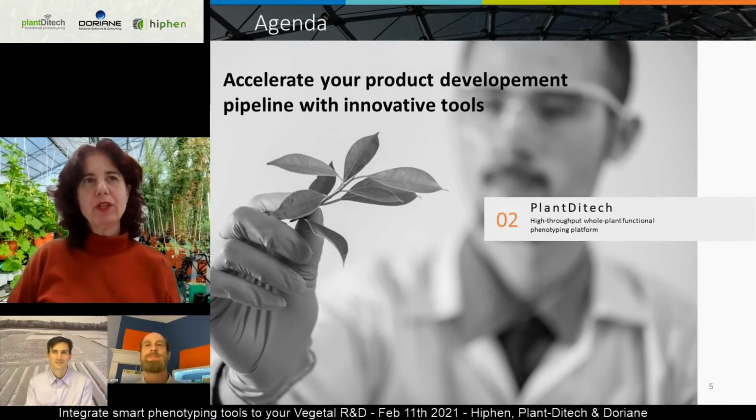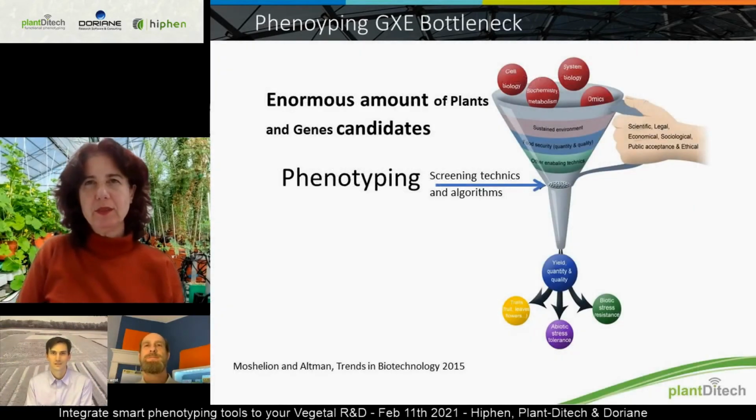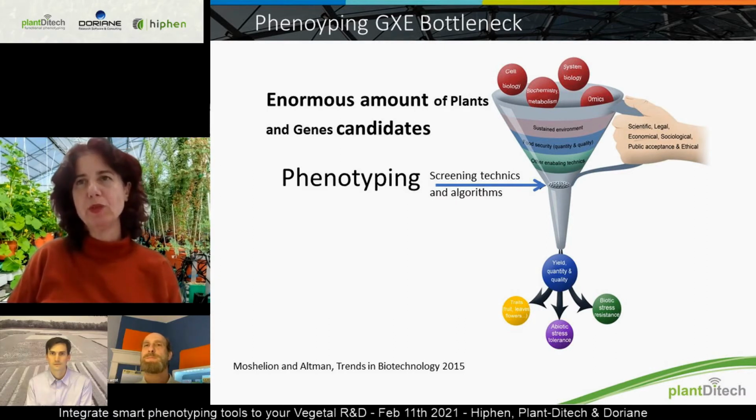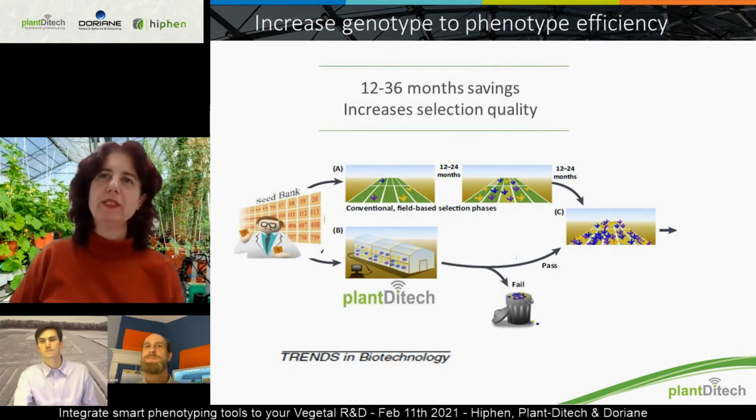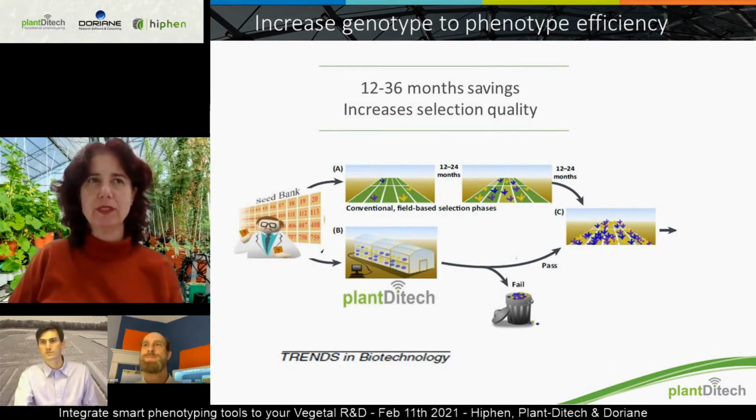Let's start by talking of a key gap today in the breeding process, which is the phenotyping genotype by environment bottleneck. Many plants and gene candidates are economically made available, but the repeated selection process takes long time and effort, especially when we talk about environmental impacts, which are harder to control and measure. We are offering a high-throughput automated phenotyping system to make a significant improvement in this process and make the whole genotype to phenotype selection process much more efficient.